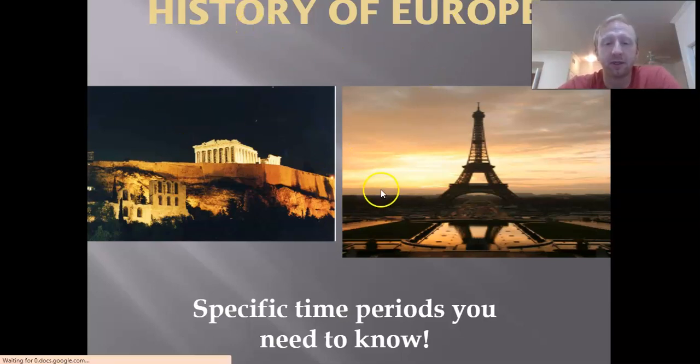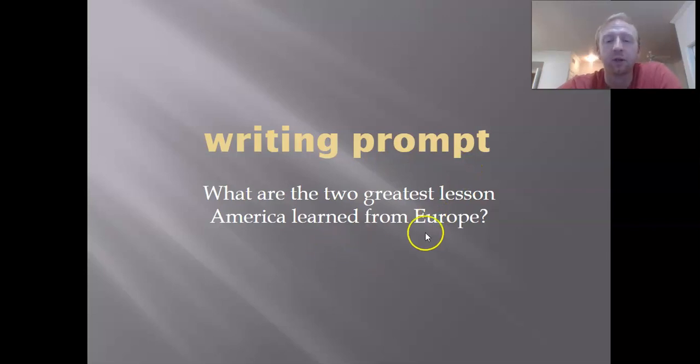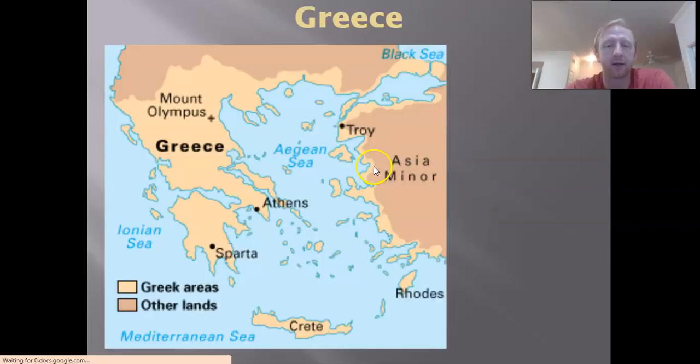Okay, but first we're going to do European history. So, writing prompt: what are the two greatest lessons America learned from Europe? I want you to do this. You can do this with a friend, try and come to a consensus on what you think that was, or just take a wild guess. How much of European history do you know? What are the influences that came from Europe to us, and how did that affect us? Because there's obviously a ton of our culture and a ton of our ways of thinking that come from Europe, and so we're going to be talking about that.